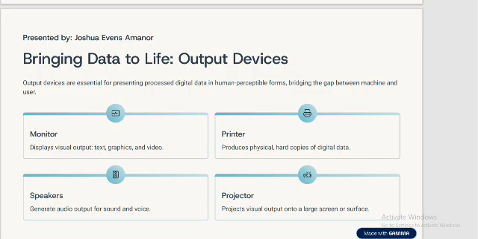We have the monitor, which displays visual outputs, that's text, graphics, and videos. You have the printer, which produces physical hard copies of digital data. We have the speakers, which generate audio for sound and voice. Then we have the projector, which brings visual outputs onto a larger screen or surface.